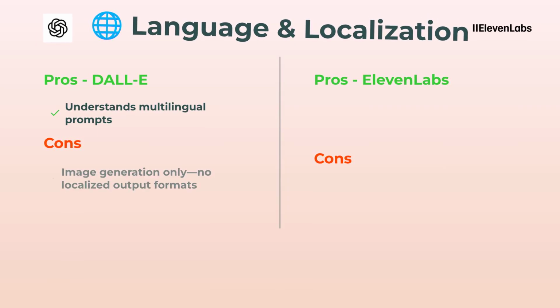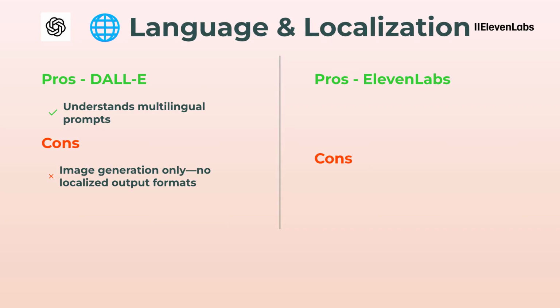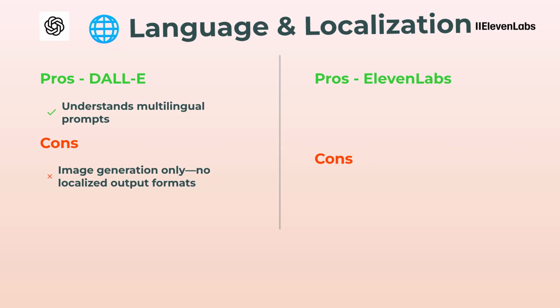Now, language and localization. This one's kind of interesting. DALL-E does understand prompts in multiple languages. Like, you can type in Spanish or Japanese and it gets the gist. But honestly, it still just spits out images. No fancy localizations for different regions.